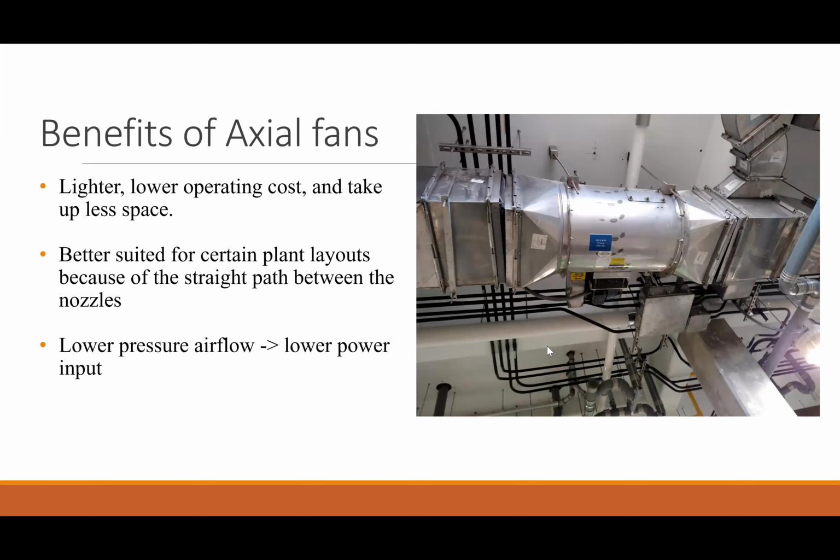Benefits of axial fans are that they are lighter, have a lower operating cost, and they take up less space. As a result, use of axial fans in the low pressure range, up to 0.142 psi, is much more frequent than centrifugal fans. Axial fans are also better suited for certain plant layouts because of the straight path between the suction and discharge nozzles. This results in the axial fan becoming a round duct, whereas the centrifugal fan requires a more expensive solution to install. They also have lower pressure airflow, which means they require less power.